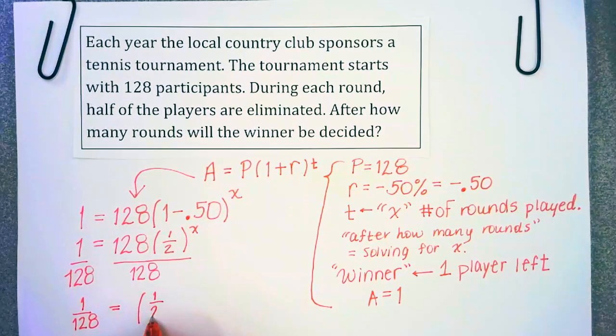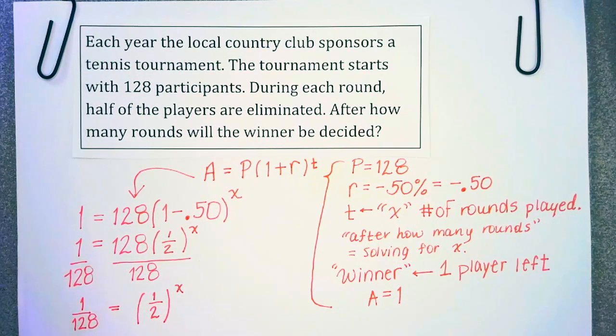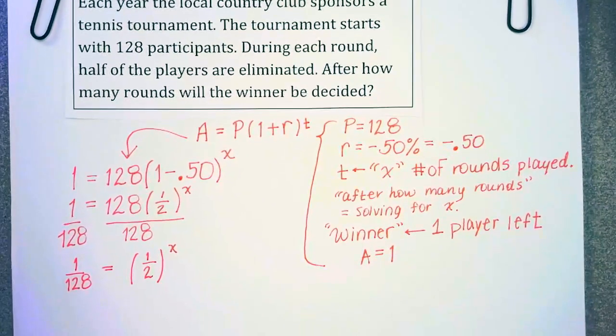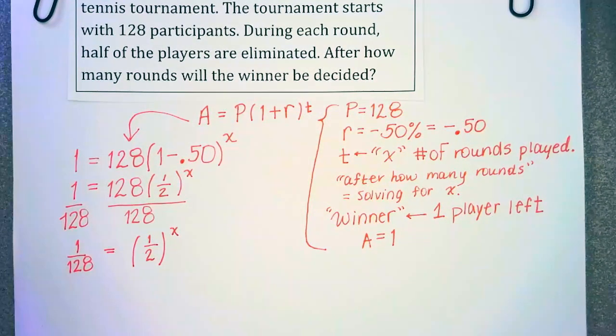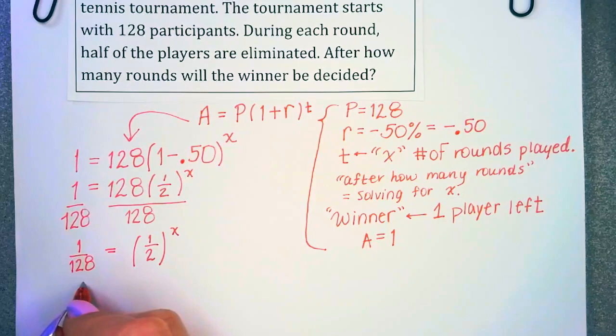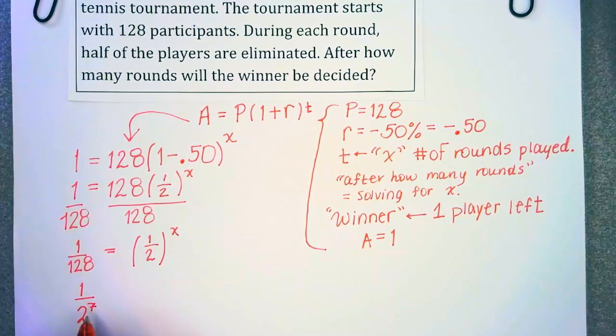Now we're going to analyze this a little bit. We've been going over numbers raised to powers for quite some time. You should know that 2 to the 7th is 128. So what I'm going to do is something I call a swap-opportunity. I'm going to swap out 128 for 2 to the 7th power.